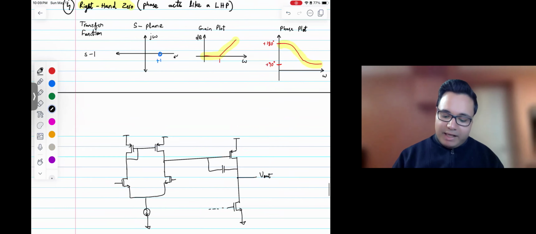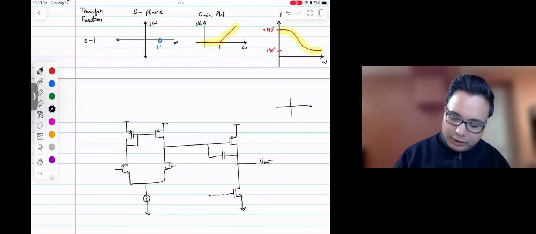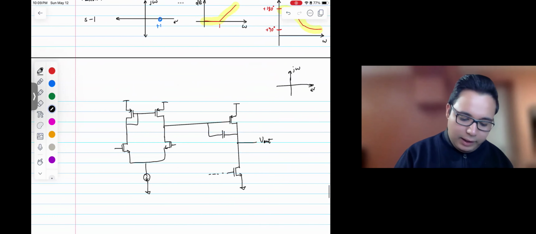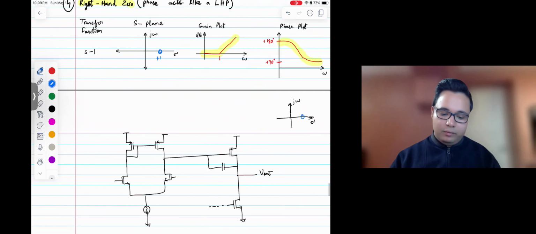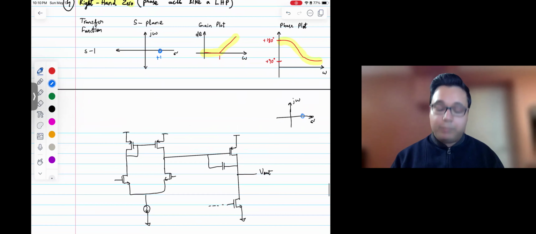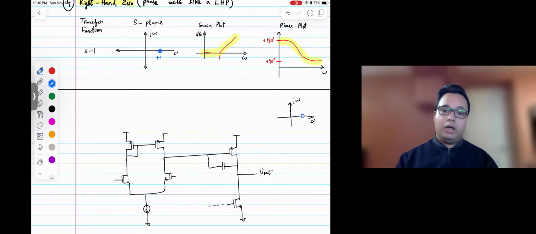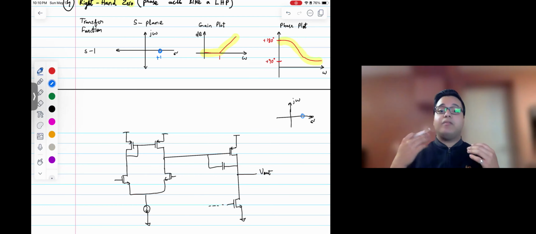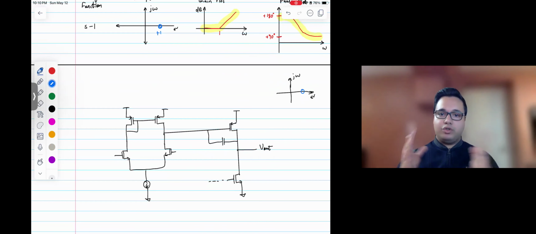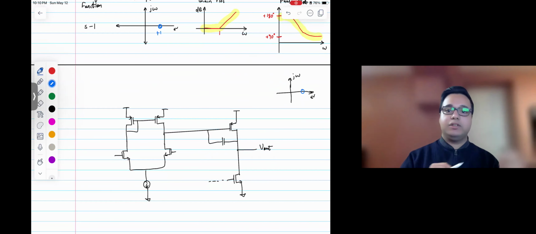So then this capacitor, if you look at the S-plane, if this is the j omega and this is sigma, then adding this capacitor would add a zero over here, which is exactly like the right-hand zero that we were talking about. And so the problem is that this kind of zero acts like a pole, and it would start dropping your phase margin, because the phase drops when you have a right-hand zero. Then you would have a lower phase margin if you have this right-hand zero.